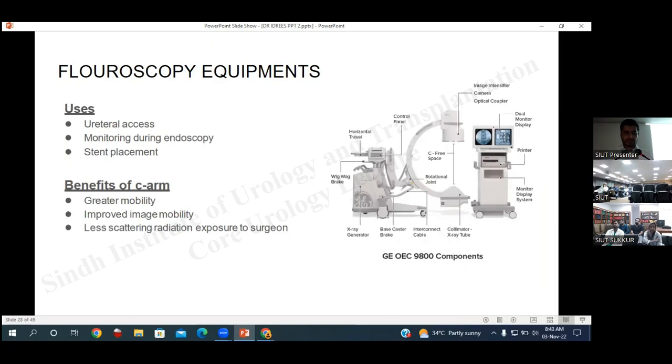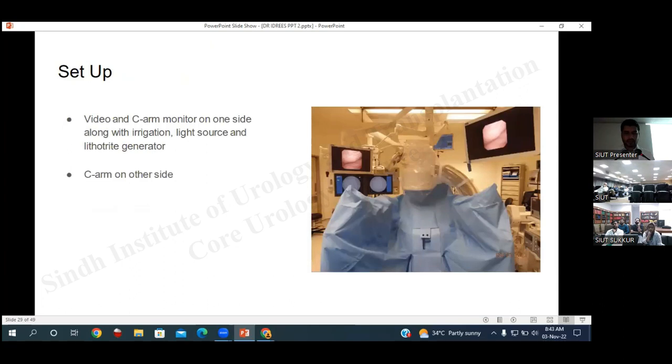Fluoroscope equipment, in which a C-arm and a C-arm monitor are used. These are used for ureteral access monitoring during endoscopy and stent placement, and it has greater mobility, improved image, and less scattering of radiation exposure to the surgeon. This is a setup in which the video and C-arm monitor are on one side along with irrigation, light source, and lithotrite generator, and the C-arm is placed on the other side.